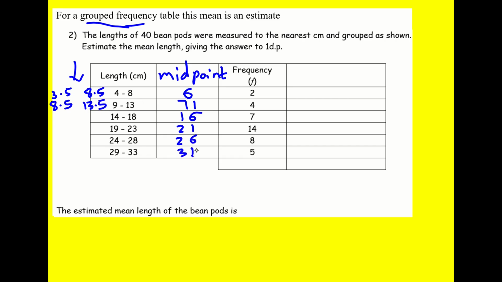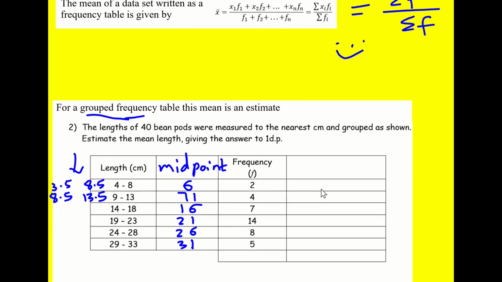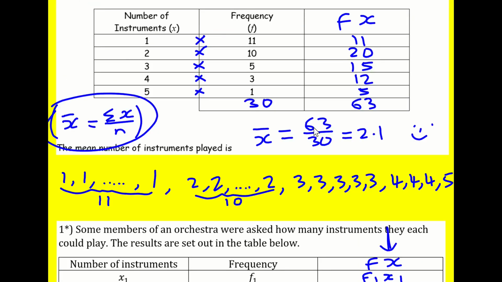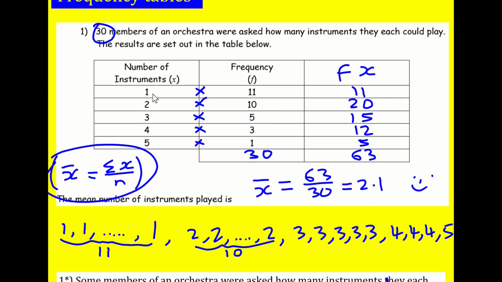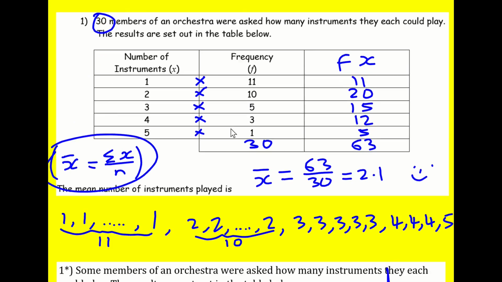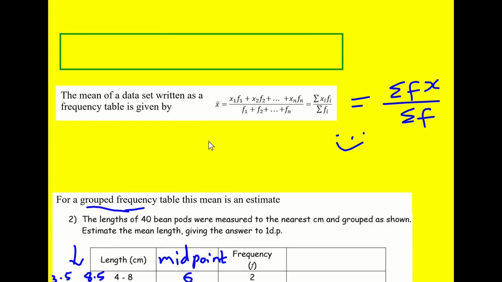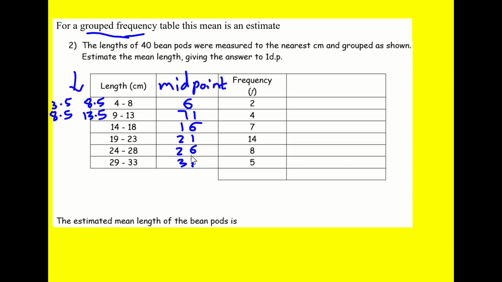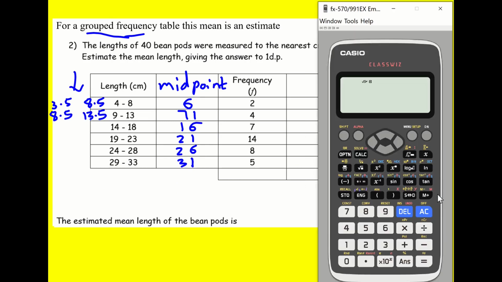So that midpoint is representing the whole group, and what we've managed to do is essentially turn this grouped frequency problem into the same as before, a frequency table problem with the values for x, in our case the midpoint, and the frequencies as before. Now we can multiply them together and do exactly what we did, but why not just use our calculator to deal with it now? It's just going to be much more efficient.